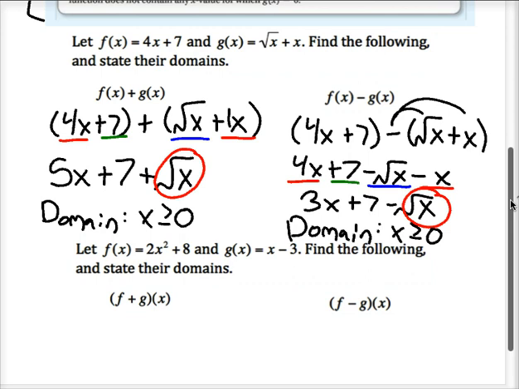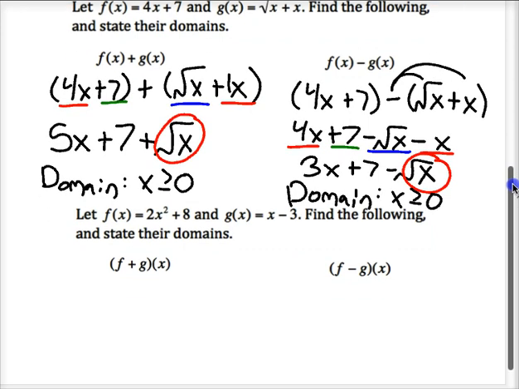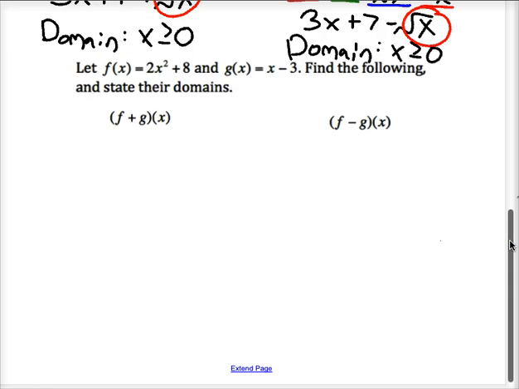All right. So let's do another example of adding and subtracting. Now, you can see here, I've transitioned to using that other notation, f plus g of x and f minus g of x. But again, it means exactly the same thing. So I have f plus g. So f of x plus g of x.